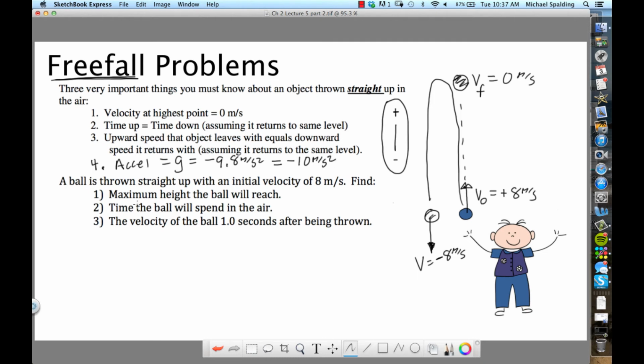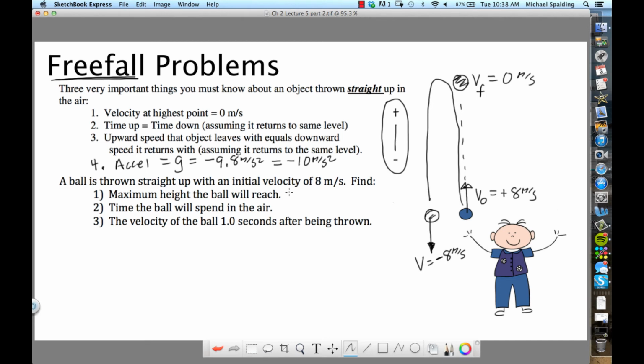Okay, so here we have a problem. A ball is thrown straight up with an initial velocity of 8 meters per second. We're going to find three things, and this is going to make you think a little bit harder than the last one. Find the maximum height that the ball will reach, the time the ball will spend in the air, and the velocity of the ball 1 second after being thrown. So I'll give you guys 5 minutes to work this out. And I'll give you the answers here.